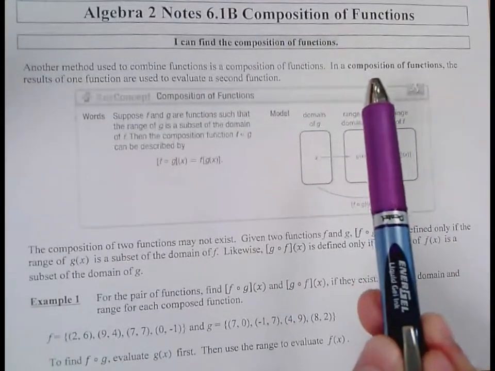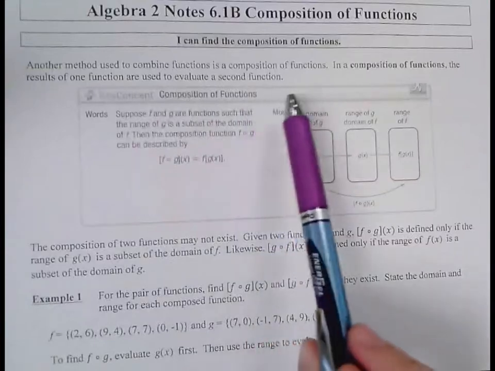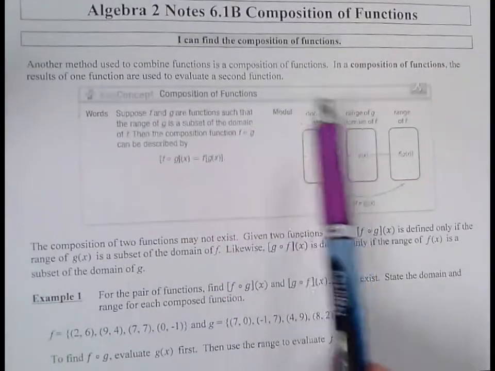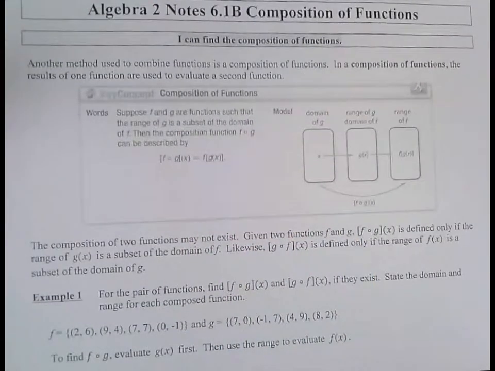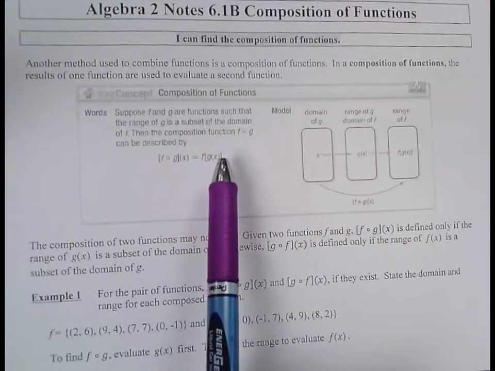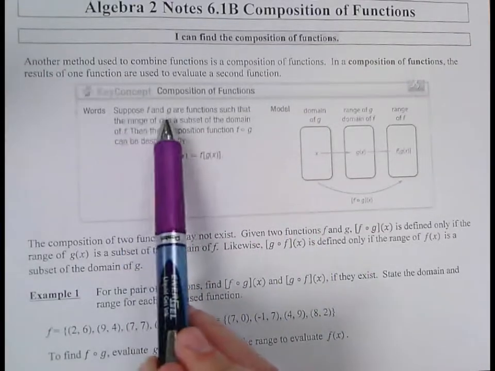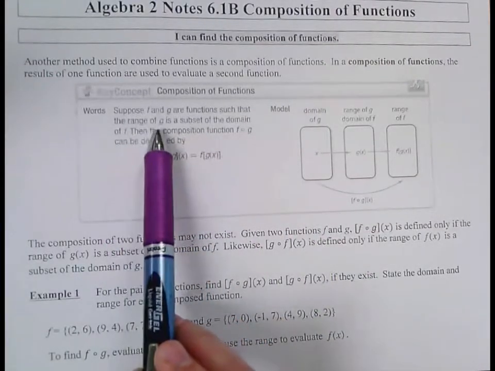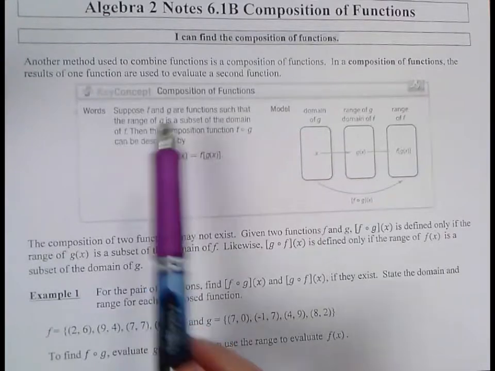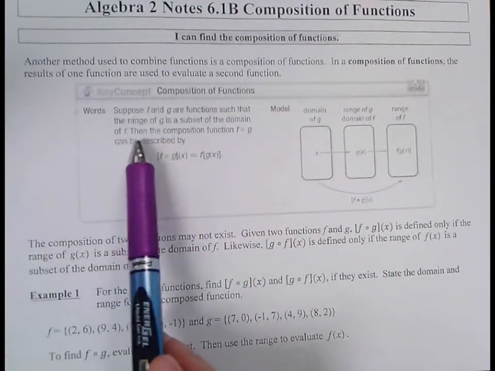So in a composition of functions, the results of one function are used to evaluate a second function. So in this box, what this is explaining, it's showing the notation you're going to see, and then I'll show you or explain to you how to actually say this. So it says, suppose f and g are functions such that the range of g, so the y values for g, is a subset of the domain or the x values of f.